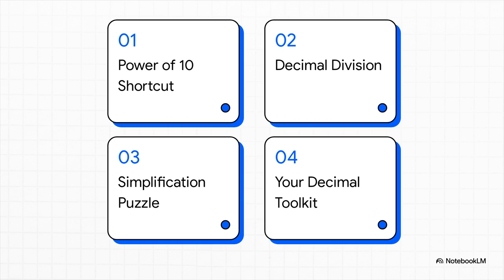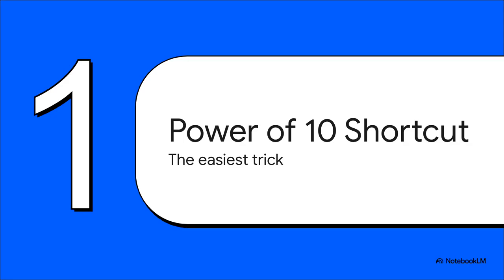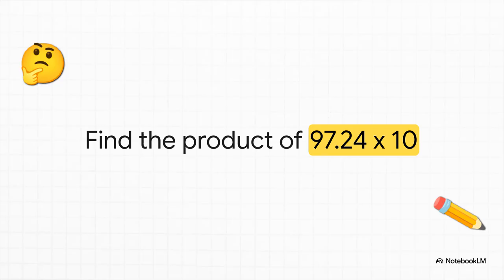Let's do this. Okay, we are kicking things off with what is, no joke, the biggest confidence booster in all of decimal math. This is a shortcut you're going to use constantly. Here's our first one, straight from that worksheet. We need to find the product of 97.24 times 10. Now sure, you could stack them up and do the whole long multiplication thing, but why would you? There's a way faster way to do this.